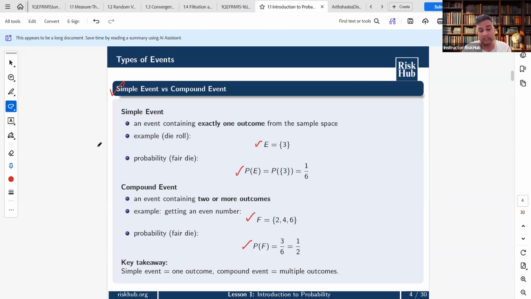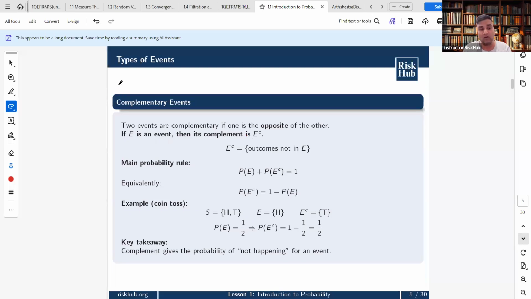The finance interpretation here: a simple event is S_T equal to 100, the stock ends exactly at 100. A compound event is S_T greater than 100, the stock ends anywhere above 100. This is much more realistic. Most finance questions involve compound events. For example, probability default occurs, probability stock rises, probability loss exceeds your VaR. All compound events we need to understand very clearly.